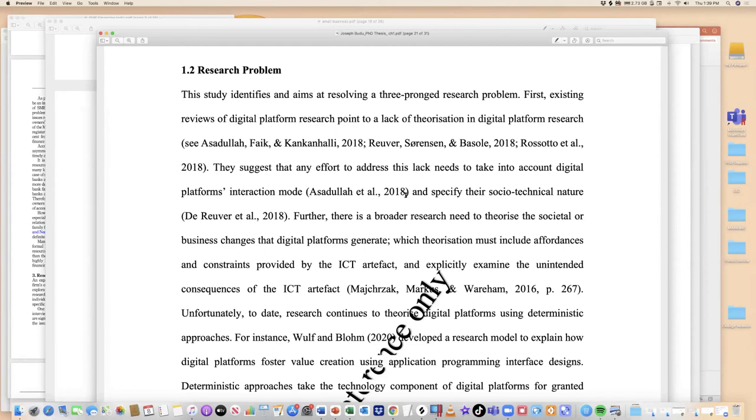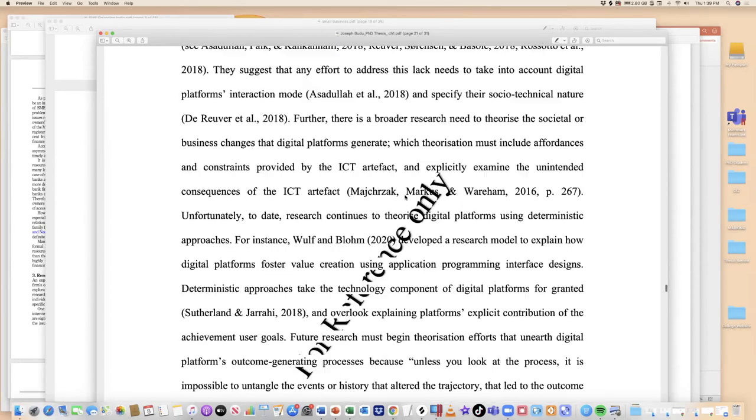Further, there is a broader research need to theorize societal and business changes that digital platforms generate, which theorization must include affordances and constraints provided by the ICT artifact and explicitly examine the unintended consequences of the ICT artifact. Unfortunately, to date, research continues to theorize digital platforms using deterministic approaches. So it talks about the same thing that you saw the guy doing about the feminist approach and the masculine approach. He's also doing deterministic and non-deterministic approaches. So that's what he does here.